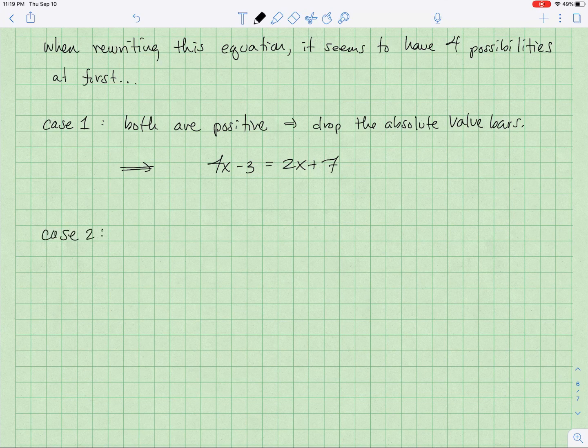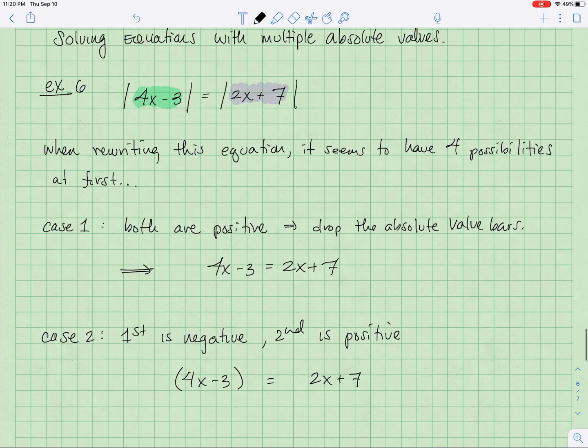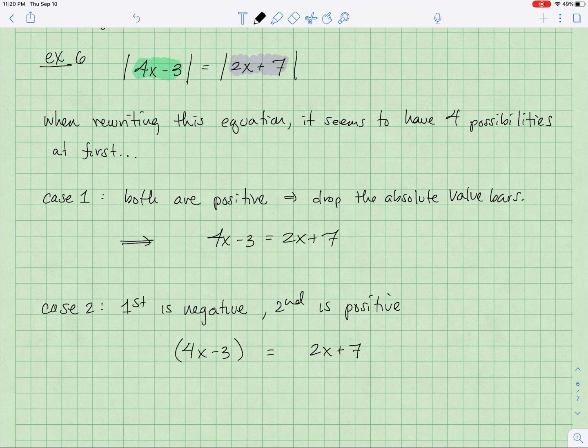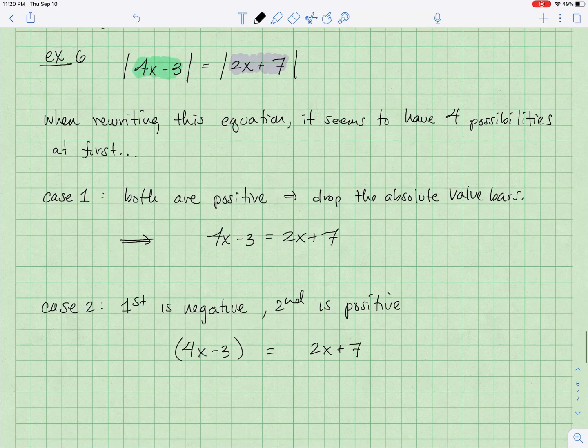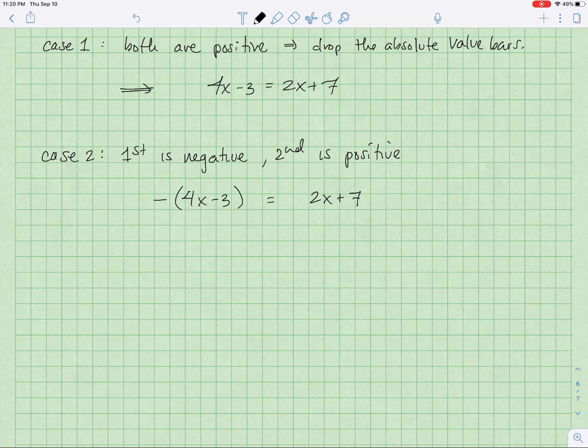Case number 2. The first is negative. The second is positive. So that might look something like this. We have 4x minus 3 on the left. We have 2x plus 7 on the right. And we might encapsulate this and say, well, if that left side, the absolute value of 4x minus 3 can be positive or negative, if it's negative, we have to consider the possibility that the whole thing's negative. So there you go. And that wouldn't be too hard to solve. And we'll do that later.